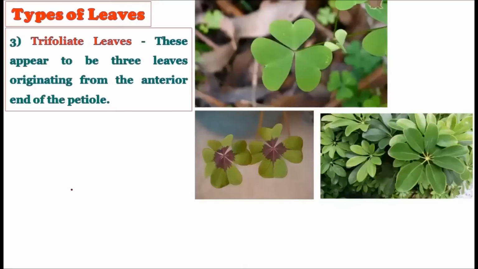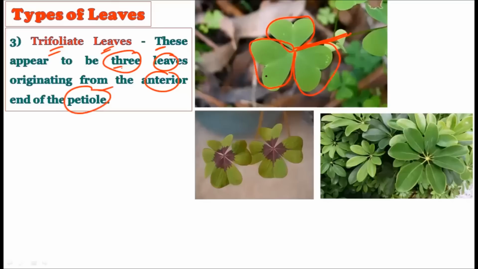Okay, now the third one is called the trifoliate leaves. These trifoliate leaves are those leaves which have three leaflets originating from the anterior end of the petiole. Observe, this is an example of oxalis, and through this petiole the three leaflets are coming out. 1, 2 and 3. These are three leaflets which are coming out of the common point which is the petiole. It can be considered a trifoliate leaf, right?